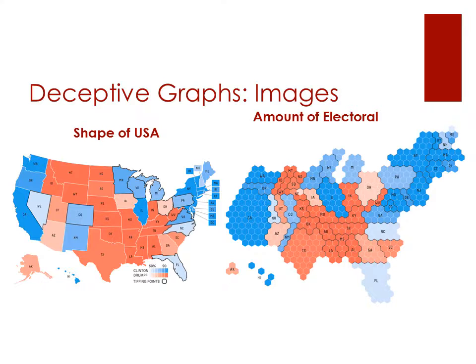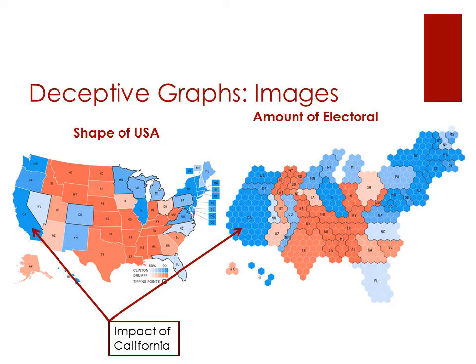So, when we're looking at these two different graphs, take a few moments and look at them and notice what some of the differences are that you can see in how information is represented between these two different graphs. One of the big ones, for example, is the impact of California. Although California is a large state, it's also very densely populated. So its representation, when we're using simply the shape of the state, actually kind of underemphasizes the amount of impact California has on the nation as a whole.